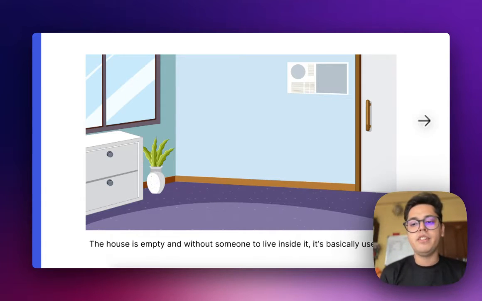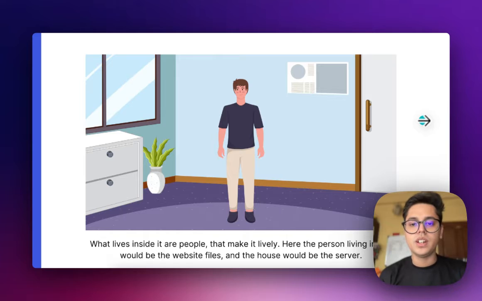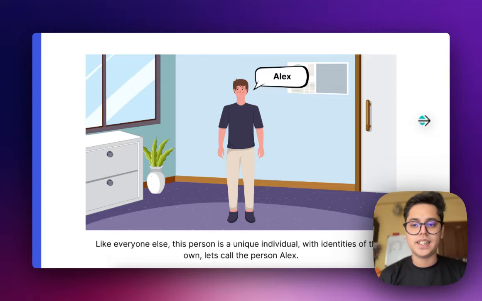So let's say we added a person to the house and that person lived inside the house. The person living inside the house would basically be the web page files, the website files, which is basically the CSS, the HTML. These would be the different people staying inside the house. Now, let's say we call this person Alex. So, just like every individual, this particular individual has their own identity. The person's name is Alex and they have their own qualities and everything. Similar to website files, every website file is different, every website is different, every website serves different content and purposes. All right.